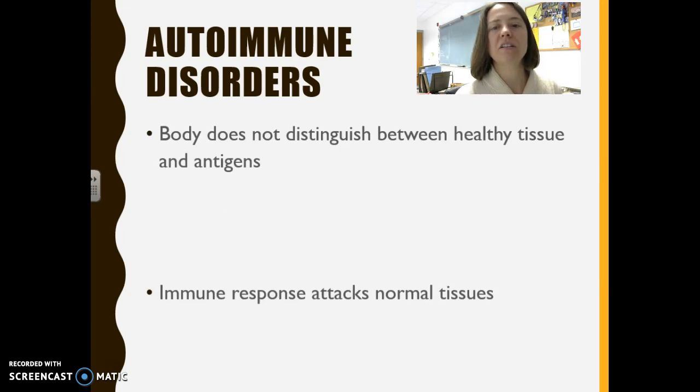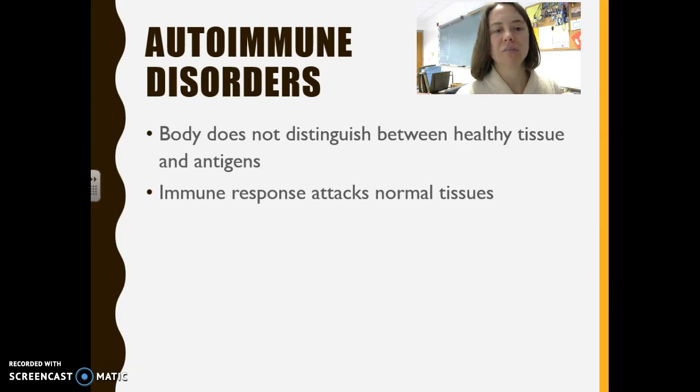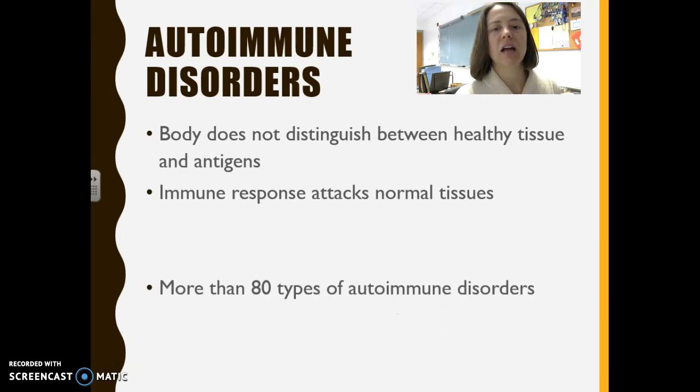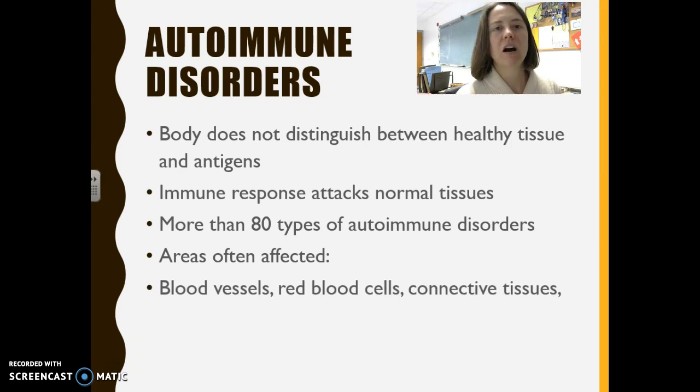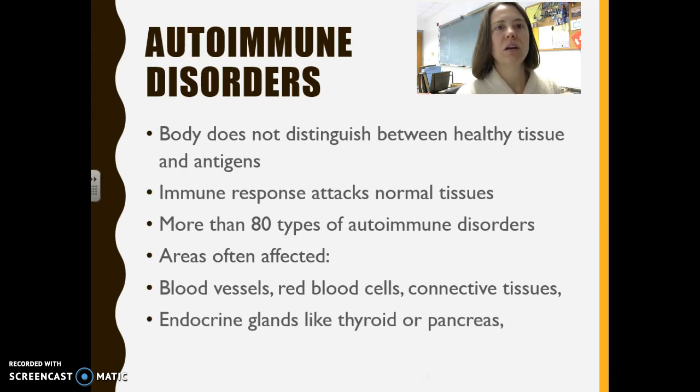Autoimmune disorders are a type of immune disorder that happens when your body is not able to distinguish between healthy tissue and an antigen. So your immune response actually attacks normal healthy cells instead of pathogens, and that can cause a lot of problems. There are many different types of autoimmune disorders. Areas that are often affected are blood vessels, red blood cells, connective tissue, endocrine glands like your thyroid or your pancreas, and joint muscles and skin.